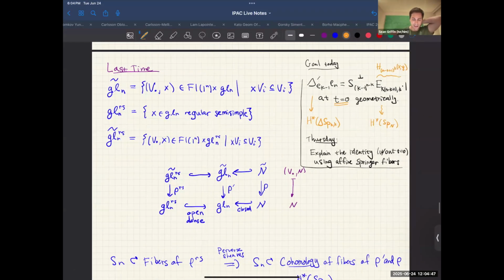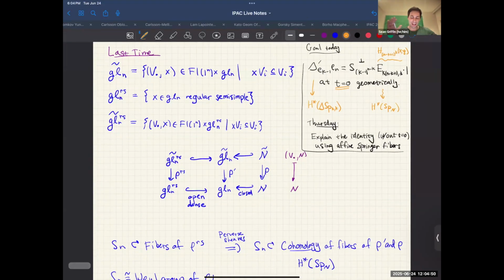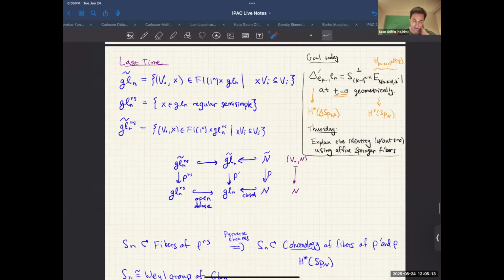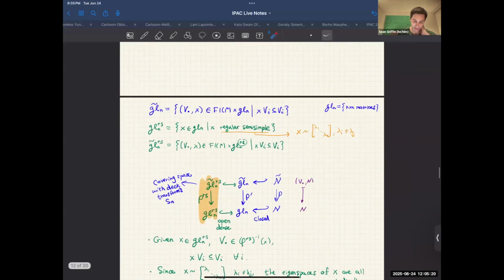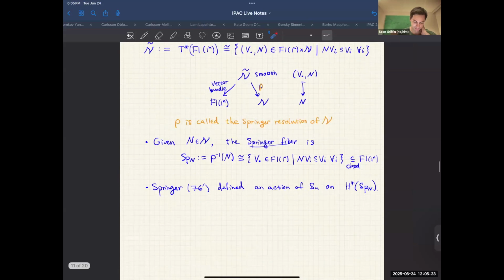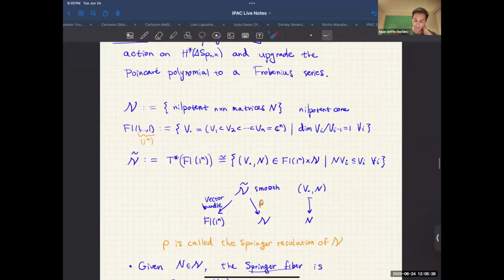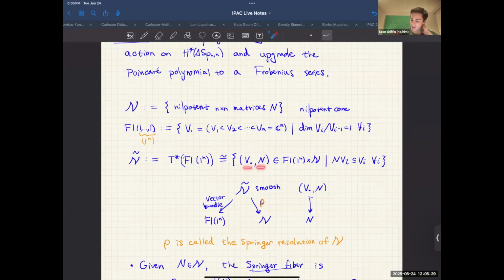Okay, so last time I set up this fundamental commuting diagram of Springer theory, where on the right-hand side we have what's called the Springer resolution of the nilpotent cone. So N here is the nilpotent n by n matrices, and tilde is pairs of complete flags together with nilpotent matrices such that the nilpotent sends the ith part of the flag into the ith part of the flag.